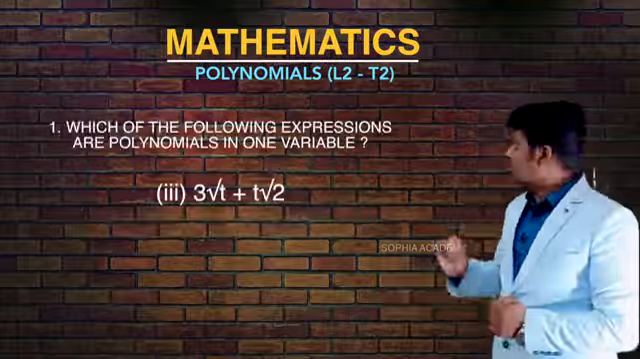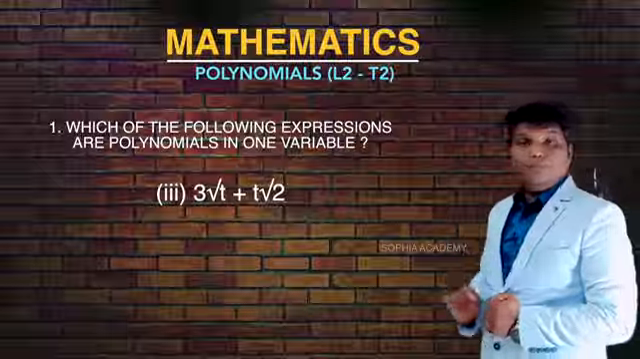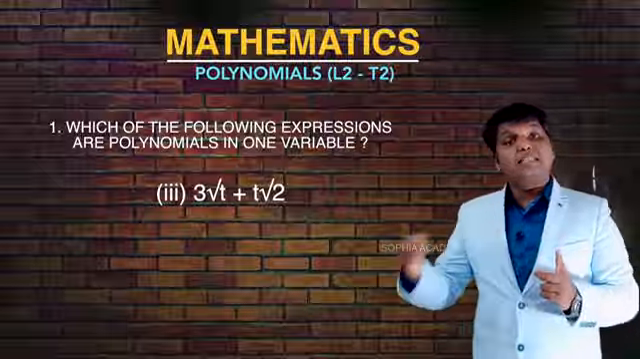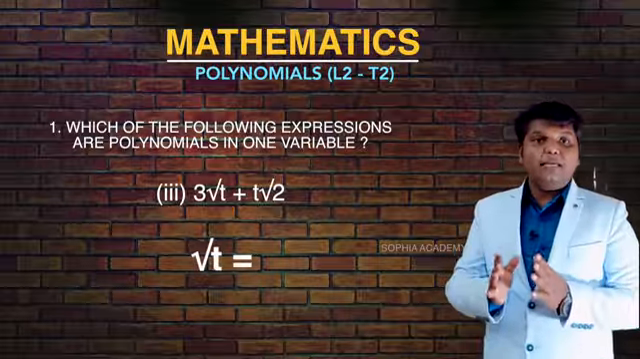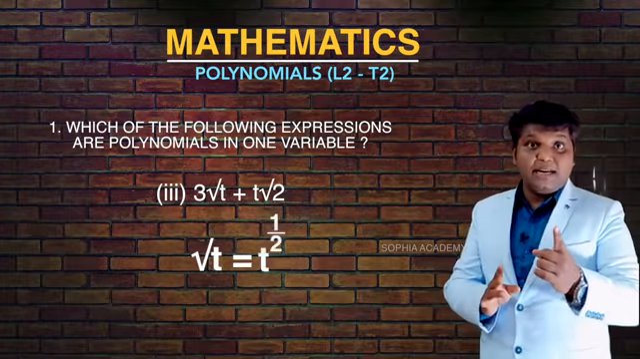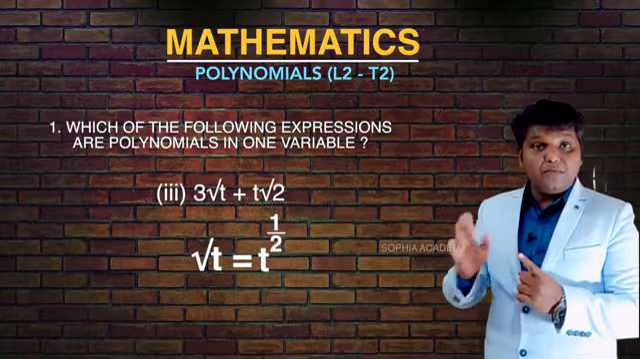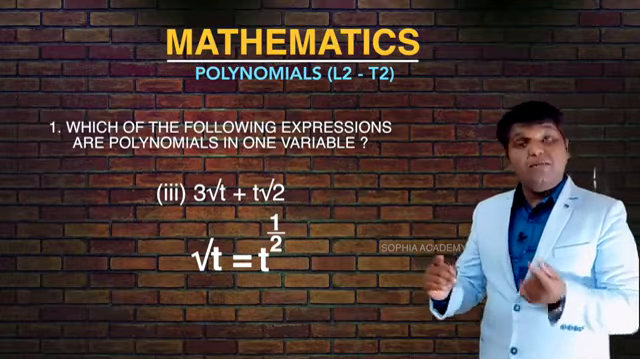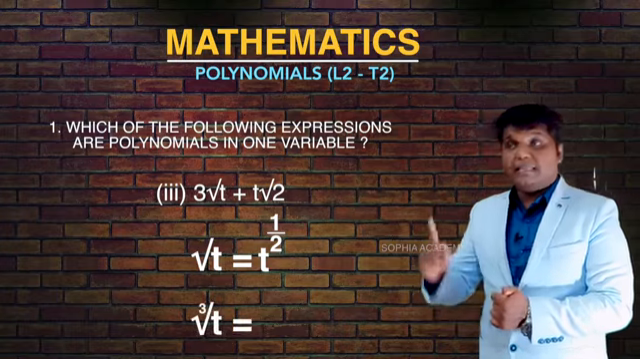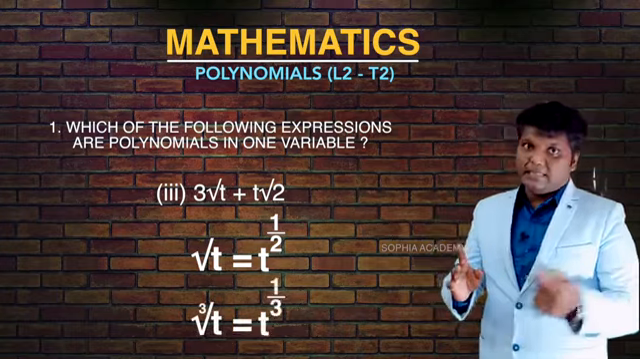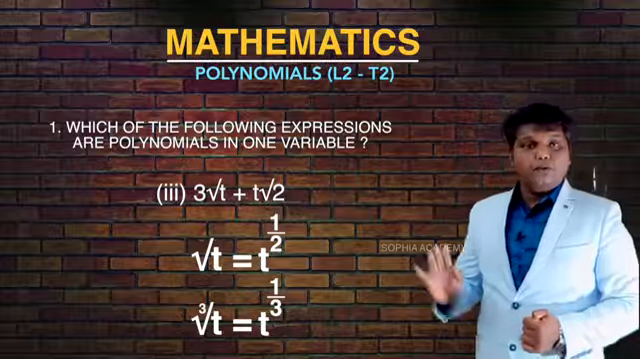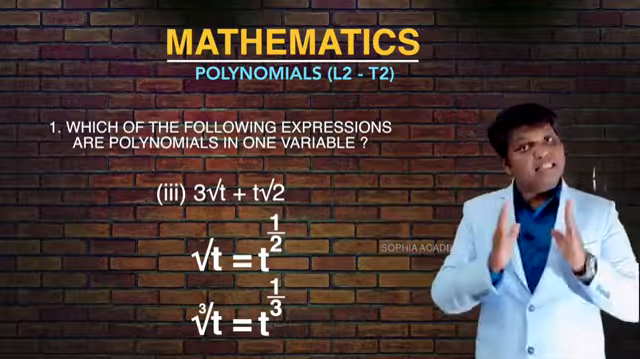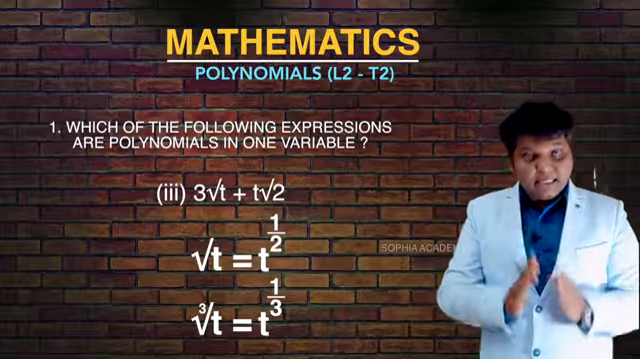3 root t plus t root 2. What does it mean by root t? Root t means t raised to 1 by 2. We have studied this in our 8th class, right? If it is a cube root of t, we say t raised to 1 by 3. Here it is a square root, that's why it is t raised to 1 by 2. Anyhow, there is only a single variable here, that is t.